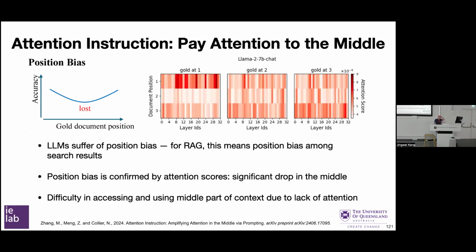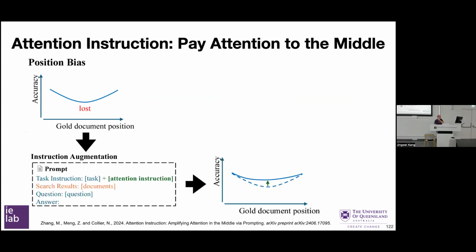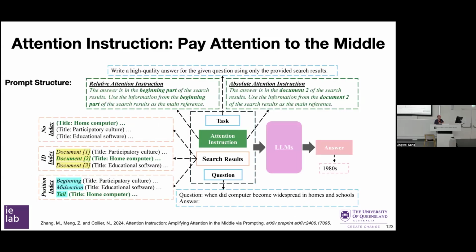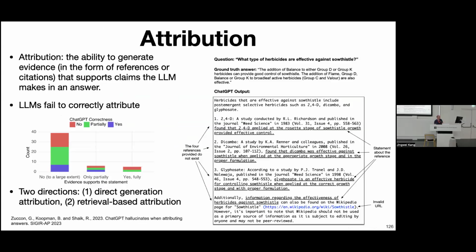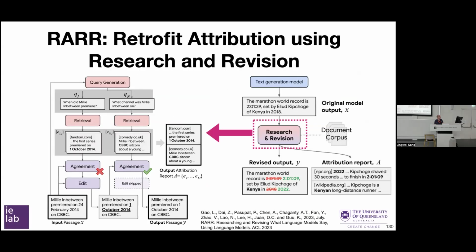So there have been methods since that have tried to improve this situation, for example, by trying to get these large language models in a RAG pipeline to pay attention to the middle level of the prompt. In the slide, you can find an example of that method. Again, I'm not going through it, unfortunately. I'm not going to talk about attribution for interest of time.